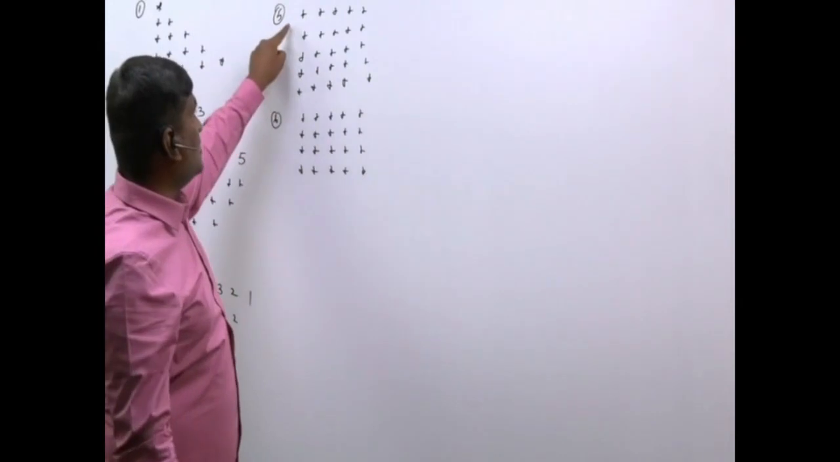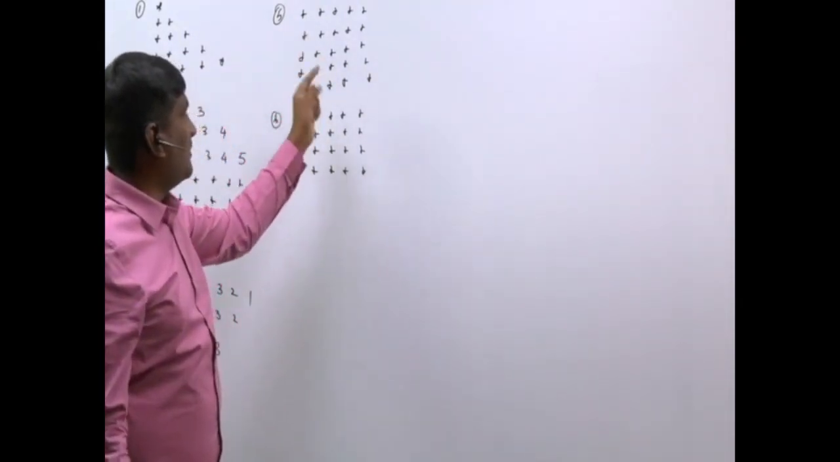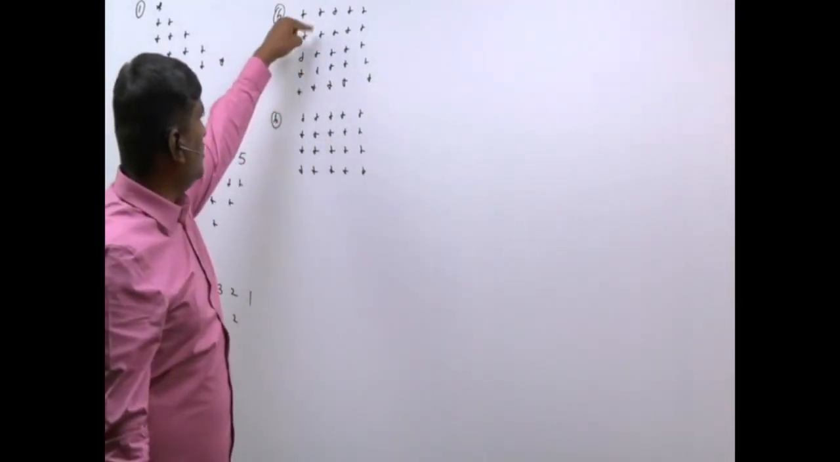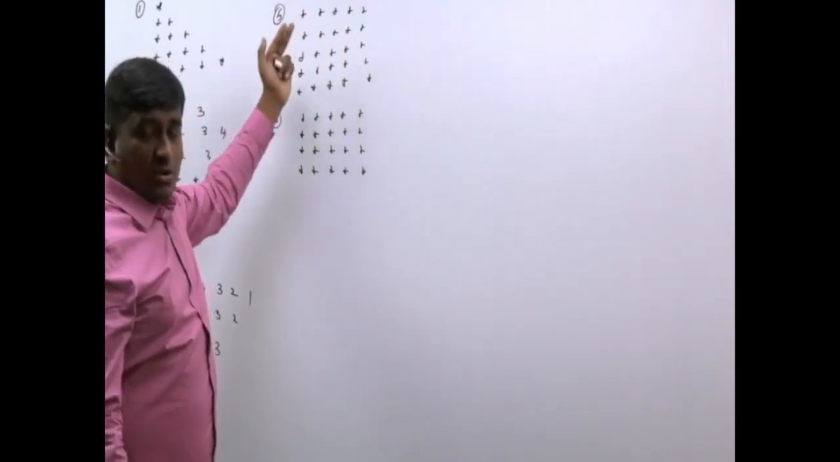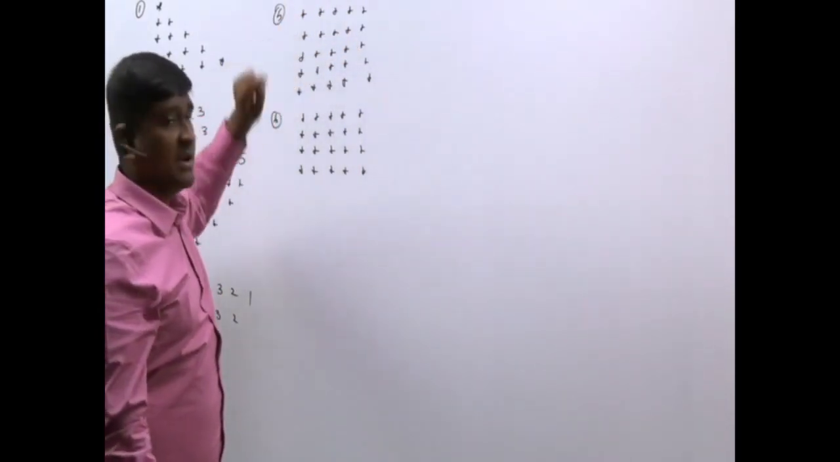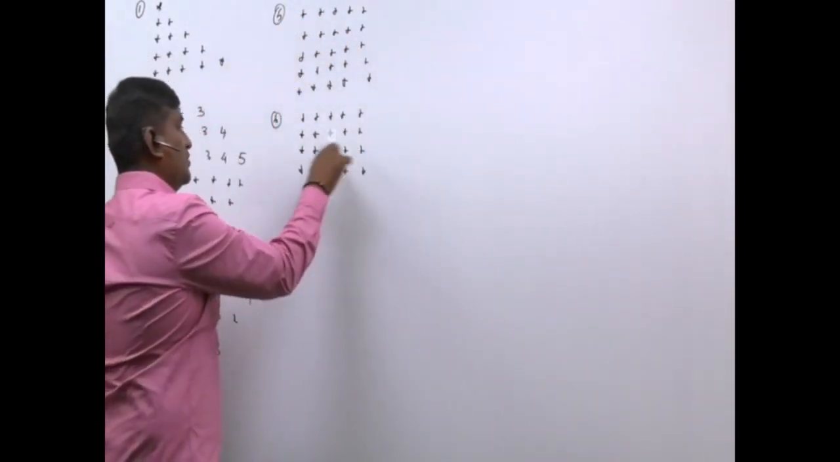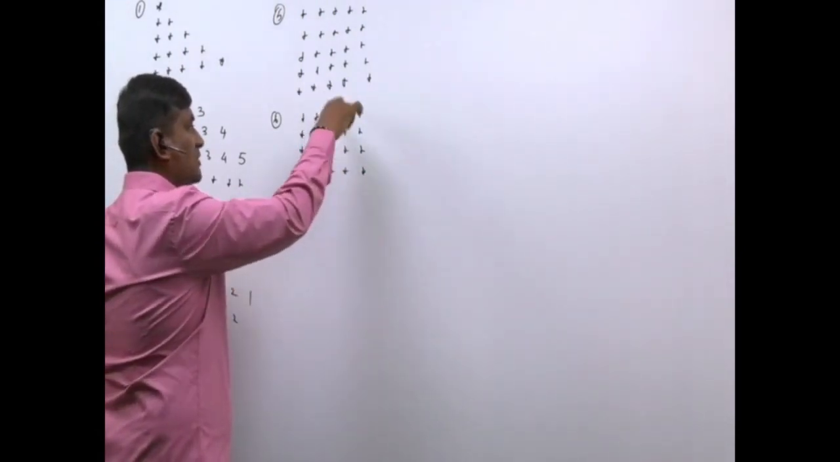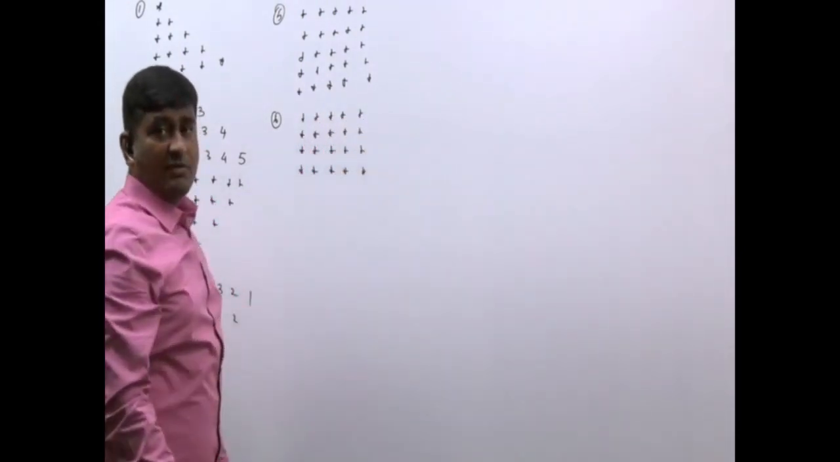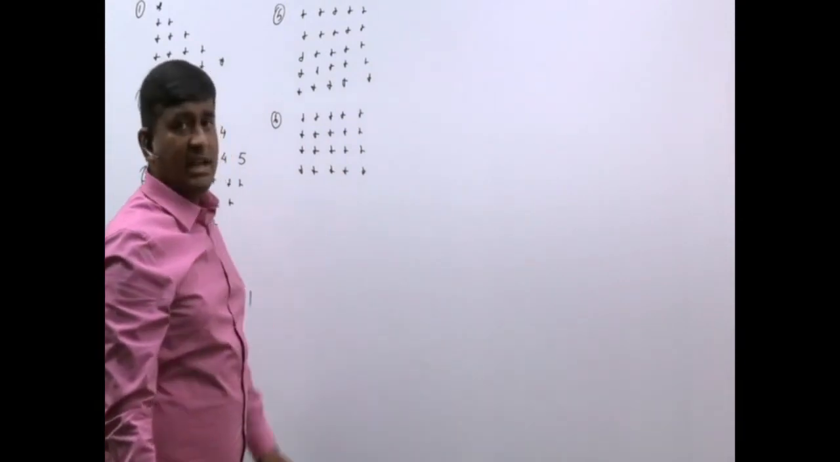See here, how many rows are there? 1, 2, 3, 4, 5 rows. How many columns? 1, 2, 3, 4, 5 columns. So rows and columns count are the same, hence this is a square. Look here, how many rows? 1, 2, 3, 4. How many columns? 1, 2, 3, 4, 5. The number of rows and columns is not the same, hence it is a rectangle.